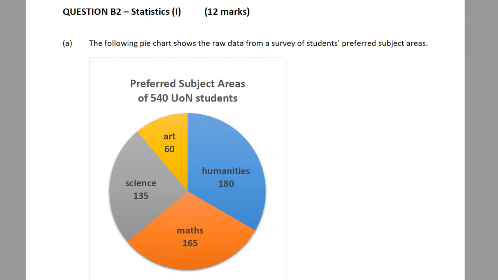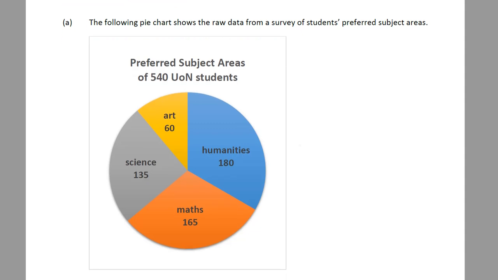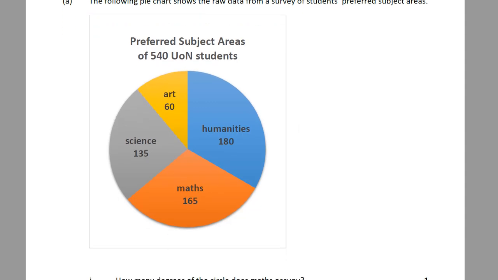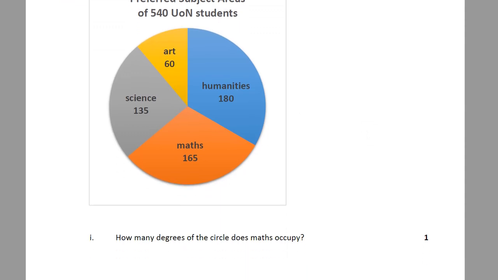The following pie chart shows the raw data. Okay, so this is just number of students. There's 540 in total, 60 and 135, 180 and 165 add up to 540. How many degrees of the circle does maths occupy? The diagram doesn't have to be to scale, but it looks about right. It's a fair chunk of it, a bit over a quarter, a bit over 90, I reckon. But let's do it accurately.